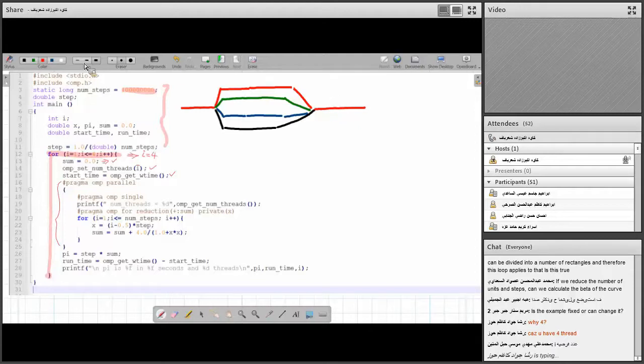And finally, just the master thread is alive. Master thread, T0. You can add any number for bigger, larger, or smaller. You can change it.